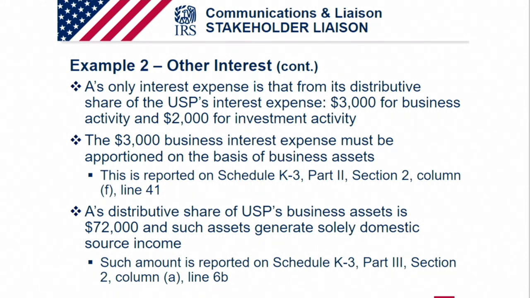Note that the $3,000 of business interest expense needs to be determined at the partner level in terms of the sourcing because it's reported under Column F. And since the business assets attracting business interest expense are all U.S. sourced, the entire $3,000 of business interest expense is apportioned to U.S. source and need not be reported on the Form 1116. And that is because on the Form 1116, it is only required to report foreign source income, not U.S. source income. And we'll see this in a moment illustrated.